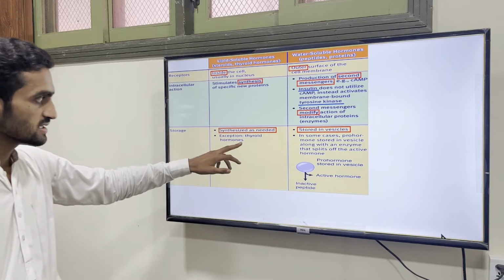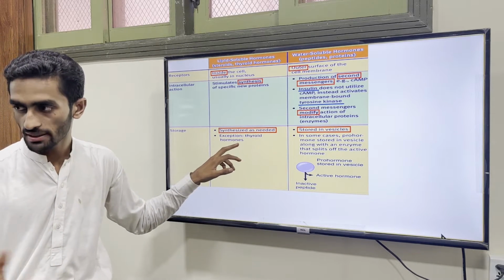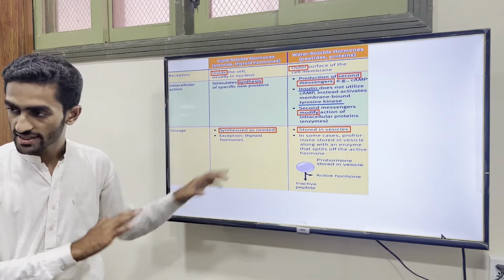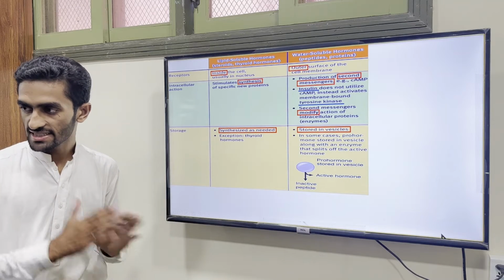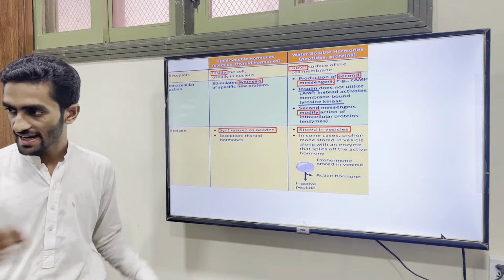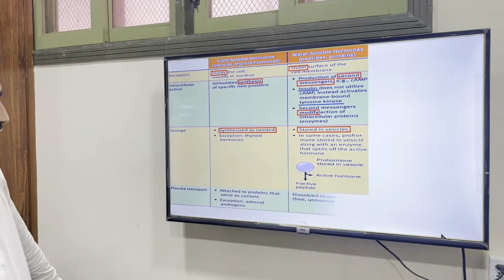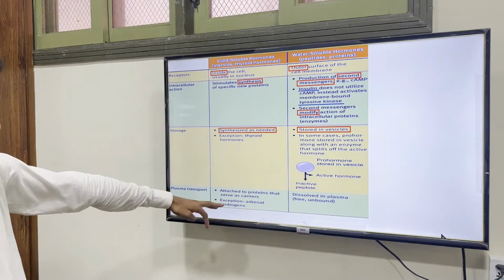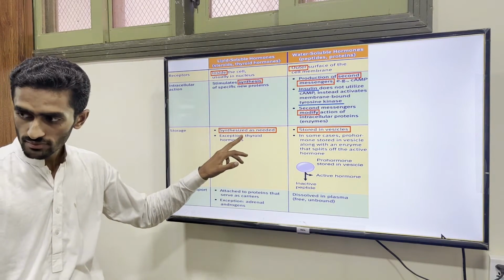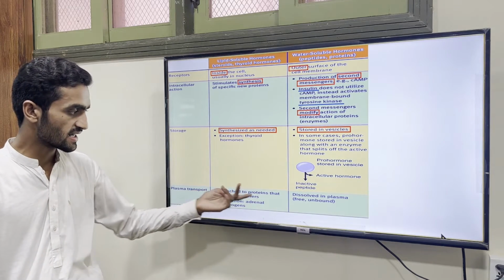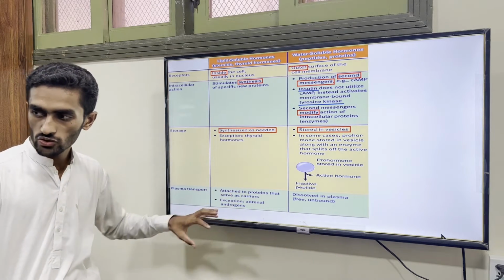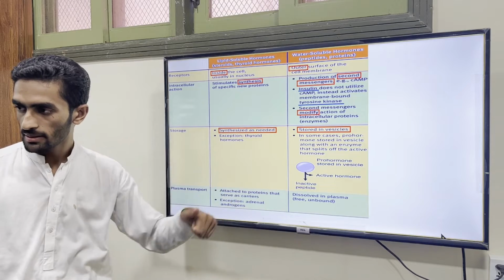So the exception is thyroid hormone. Thyroid hormone can be stored. So your steroids are synthesized as needed, but the thyroid hormone can be stored. So if you look at the transport, because they are attached to the stored form, they are attached to protein and serve as a carrier. So through the carrier they move in the blood.